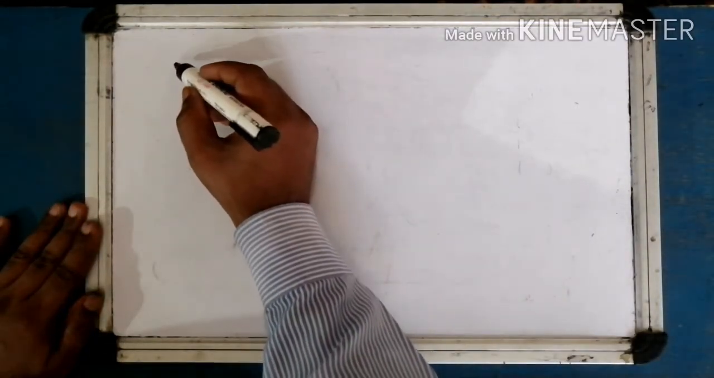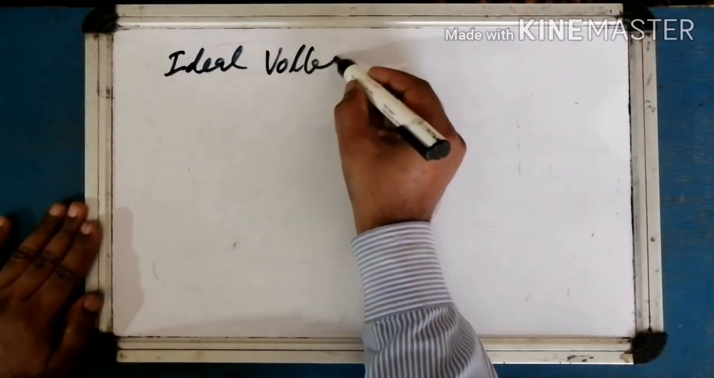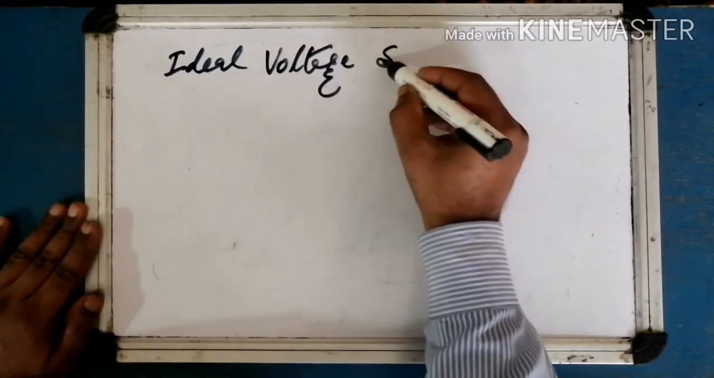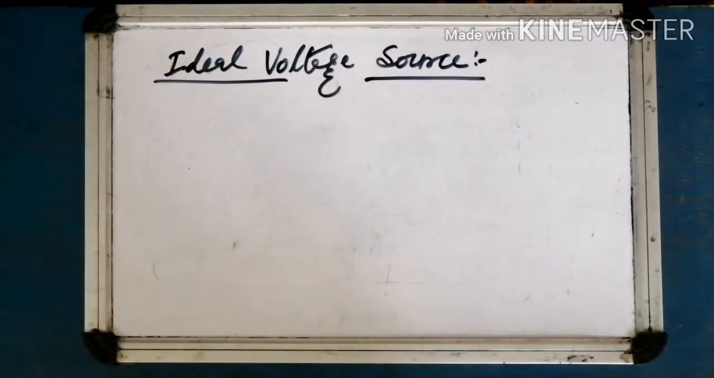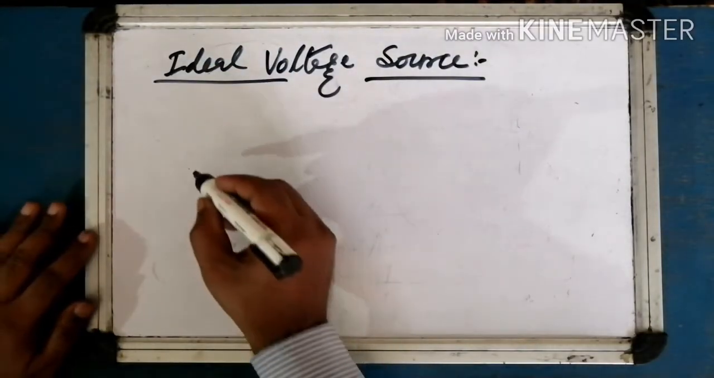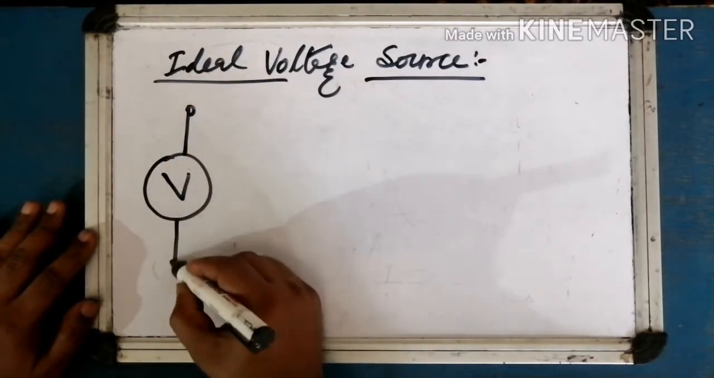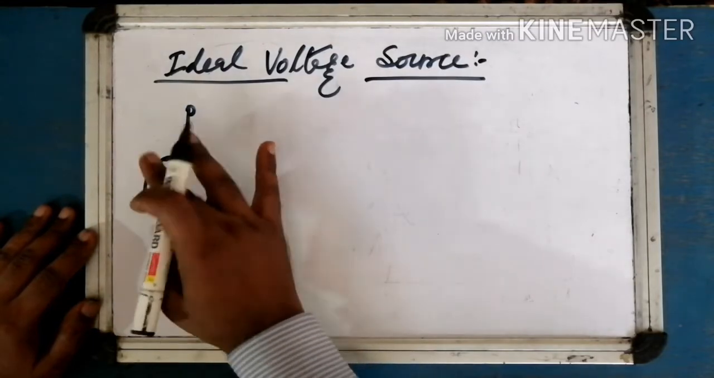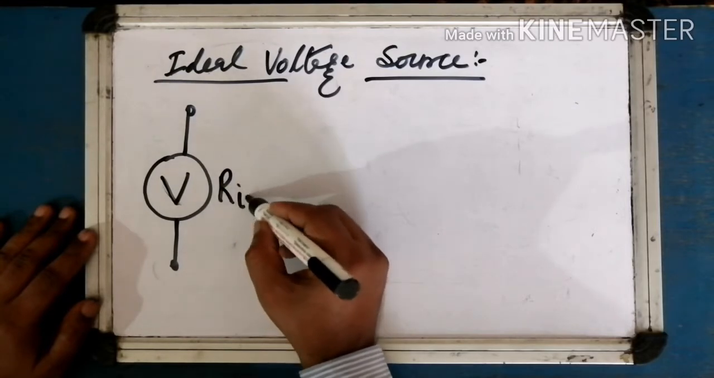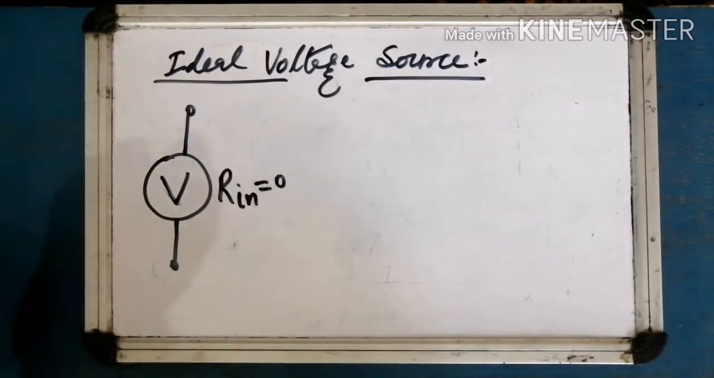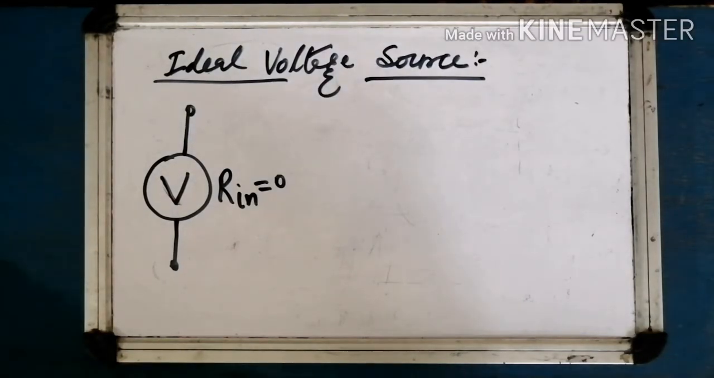Now first one is ideal voltage source. Ideal voltage source. Right? This one is the voltage source. Its value of internal resistance is 0. This is the characteristics of ideal voltage source. Its internal resistance is 0.